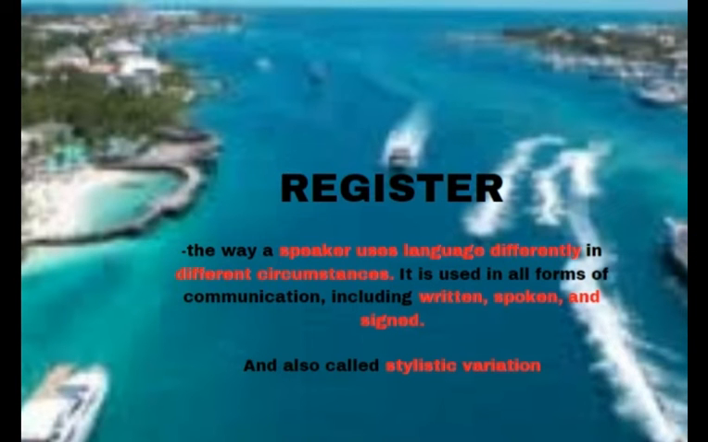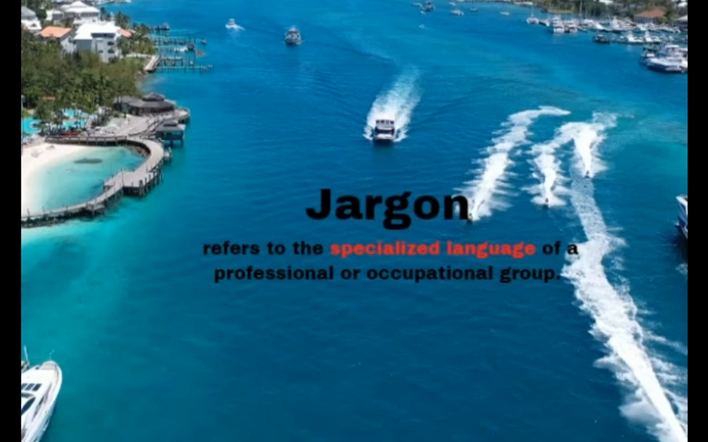And next, let's have register. Register is the way a speaker uses language differently in different circumstances. It is used in all forms of communication, including written, spoken, and signed, and is also called stylistic variation. In other words, registers are marked by a variety of specialized vocabulary, colloquialism, the use of jargon, and differences in intonation.